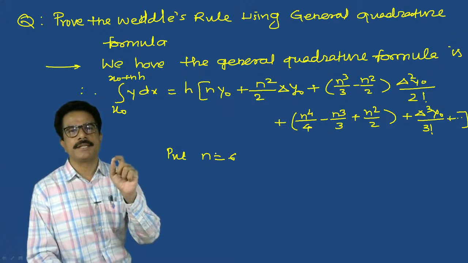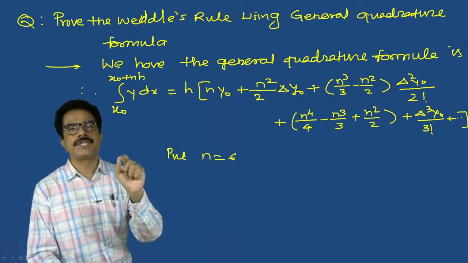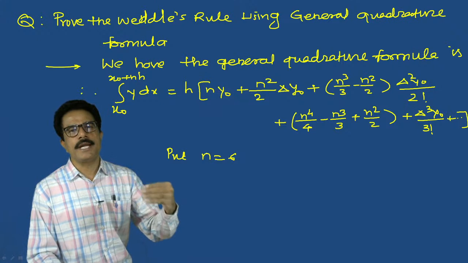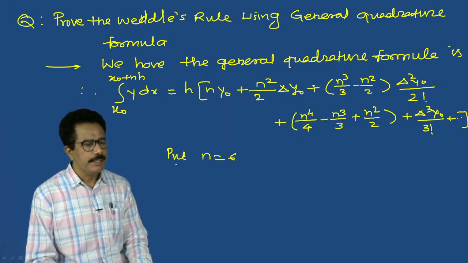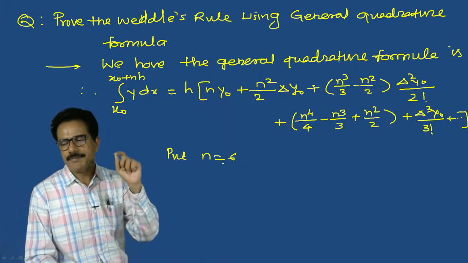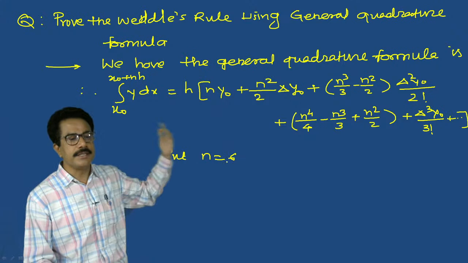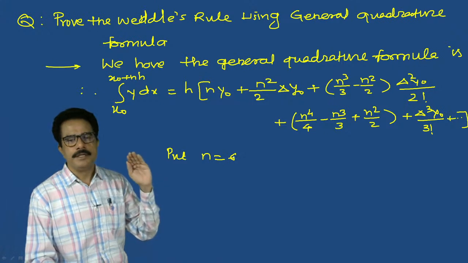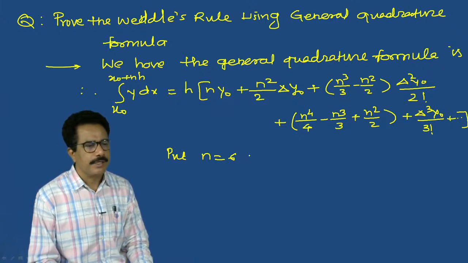This is asked in MCQs. To obtain the Weddle's rule, which term we have to put in place of n in the general quadrature formula? Then you have to write the answers 2, 4, 6, 8. You have to write the answer in this way. Okay, so what is the correct answer? Then the correct option is 6, because we have to put n is equal to 6 in the general quadrature formula. Then we will get the Weddle's rule.